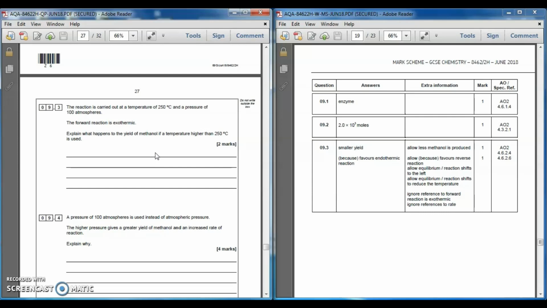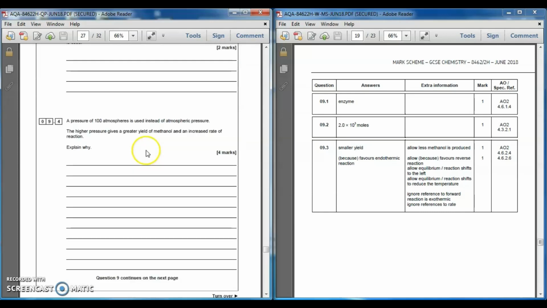And again, when you're doing these things about Le Chatelier's principle, it's pretty much 50-50. So either the yield's going to increase or it's going to decrease. And if you're not sure, pick one. You could also say it favours the forward reaction or the reverse reaction for the second mark. And again, it's 50-50. If you're not sure, have a guess.